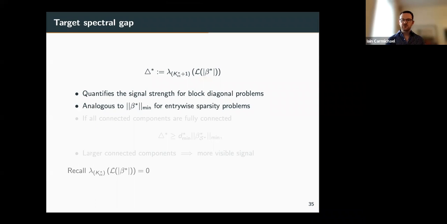And we need one more quantity, which is the target spectral gap. So remember, our population parameter has K connected components, so it has K eigenvalues equal to 0. And the target spectral gap is just the size of the K plus first smallest eigenvalue. And so the target spectral gap quantifies the signal strength of the blocks. It sort of plays the role that, if we were looking at a regression problem, the smallest non-zero entry of the coefficient would play.